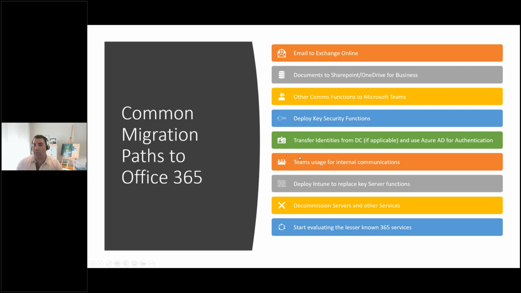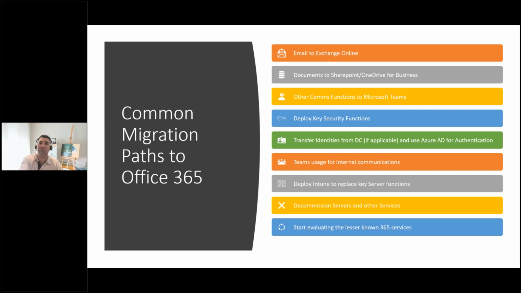Then we suggest people look at starting to use Teams for internal communications. So that's for instant messaging and the channels that I showed you. Then get Intune up and running to replace things like domain controllers and security settings. And then you can for sure decommission your server.